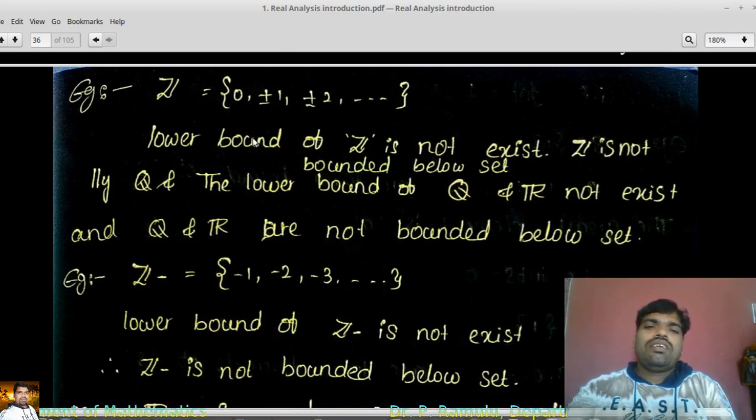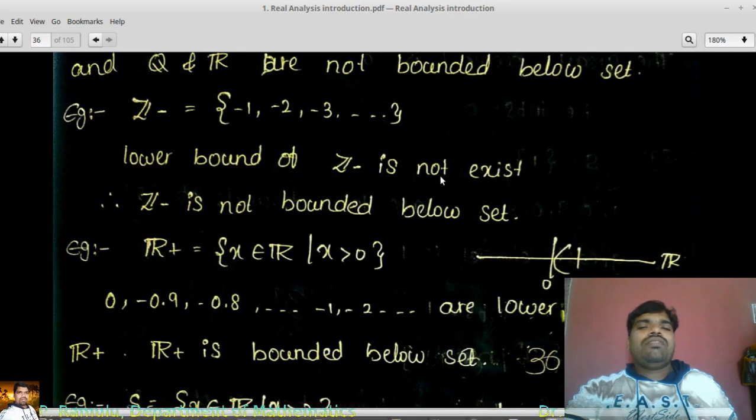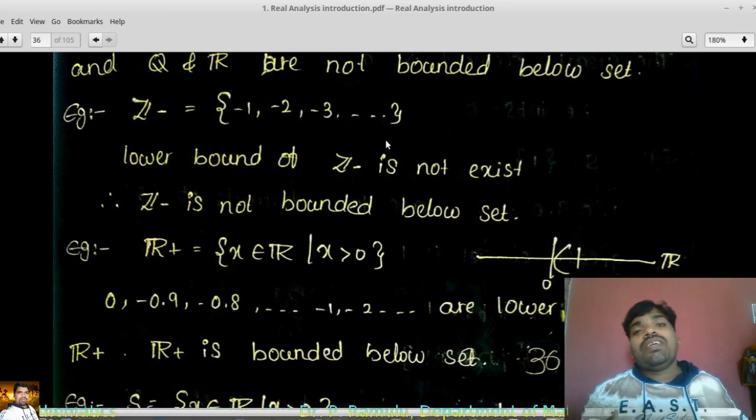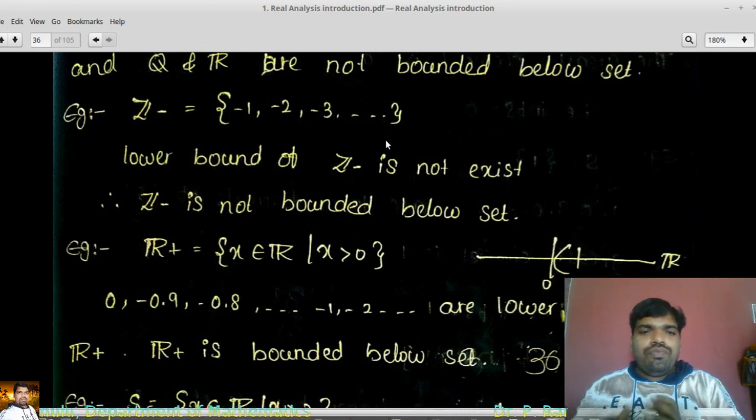If I take Q and R, they also do not have lower bounds. Q and R are not bounded below sets. If I take Z minus, it does not have lower bounds. Why? Because the elements go to minus infinity and we are unable to find any lower bound for it. That's why we call Z minus not a bounded below set.